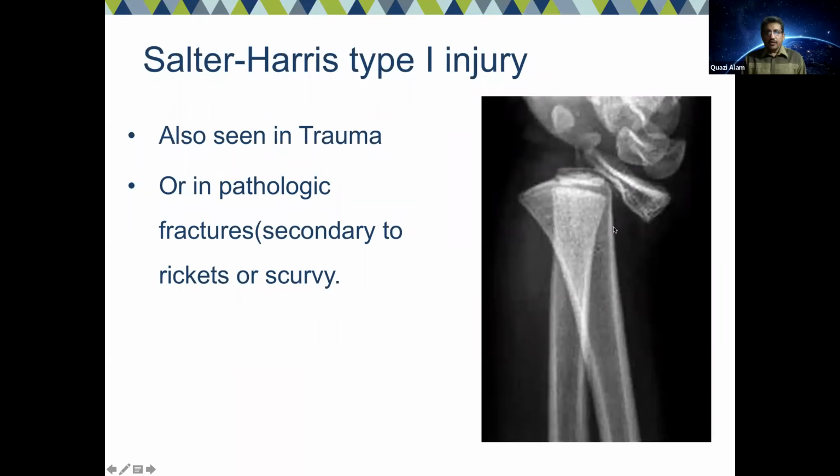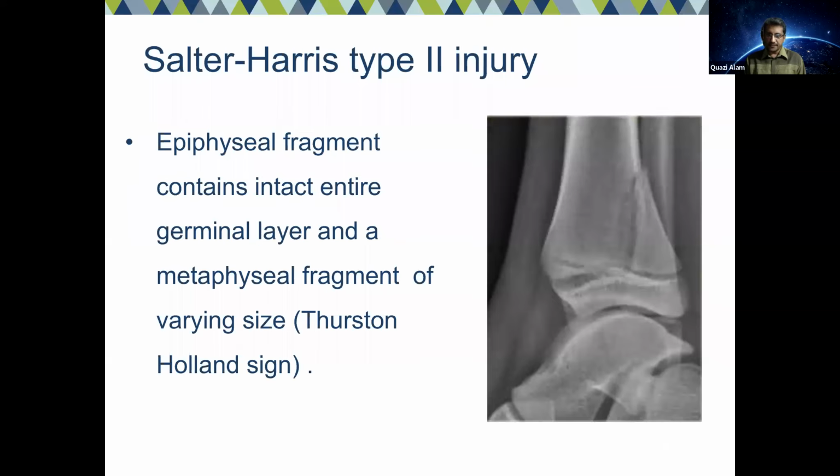A very common injury is the distal radius and ulna. Again, it is most commonly seen by trauma, but it can be a pathological fracture also, like secondary to rickets or scurvy.